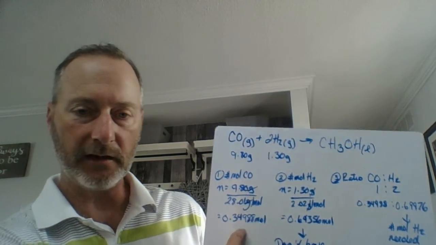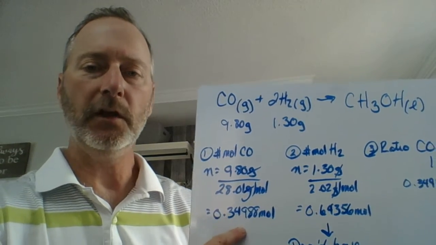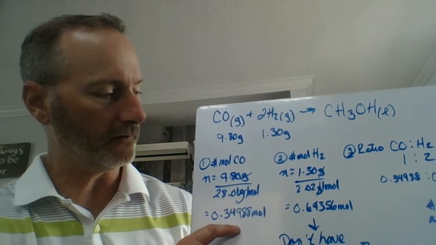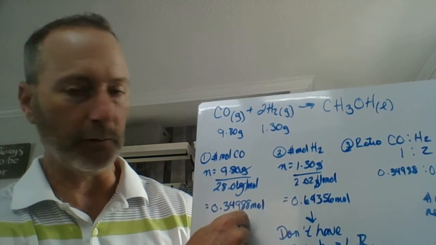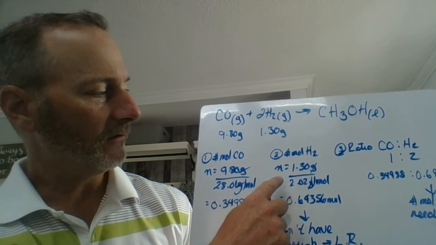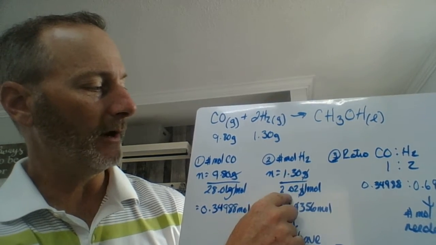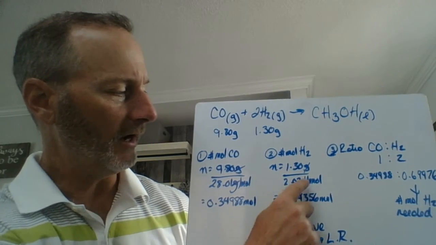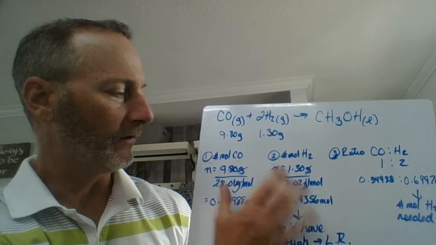Again, remember, whatever your calculator spits out, take all the digits. It's not significant digits until the very end, so keep all those digits so that we make sure we get as accurate as possible in our ratios. So 0.34988. On the other side, we're going to do the number of moles of hydrogen. 1.3 divided by, remember, it's 2.02 because it's H2, grams per mole, gives us 0.64356. Okay, so we've got the number of moles of each.